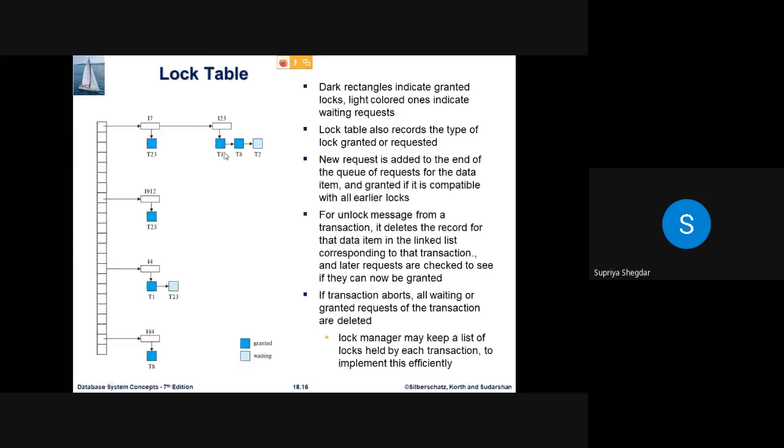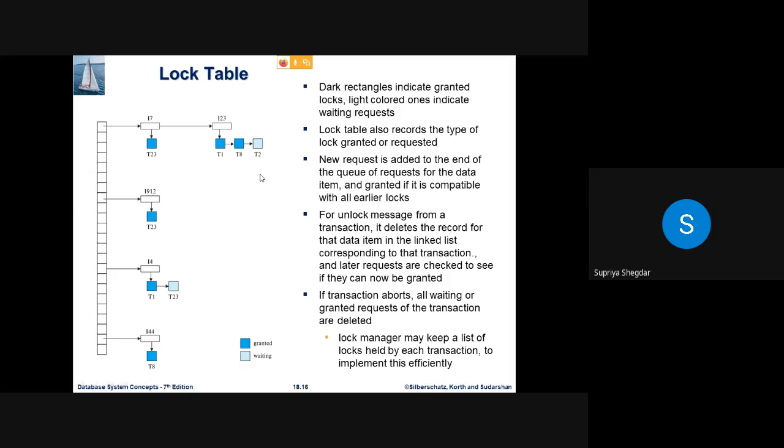Consider because of any reason transaction T23 or the transaction T8 aborts, then all the waiting or the granted requests of the transactions are deleted. So every lock manager may keep the list of locks held by each transaction to implement this efficiently. Every lock manager uses the lock table, or we can say it keeps the list of locks taken or held by the transaction.